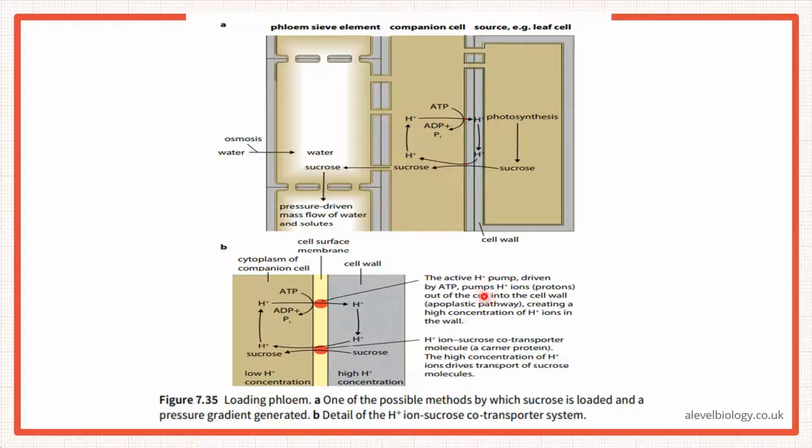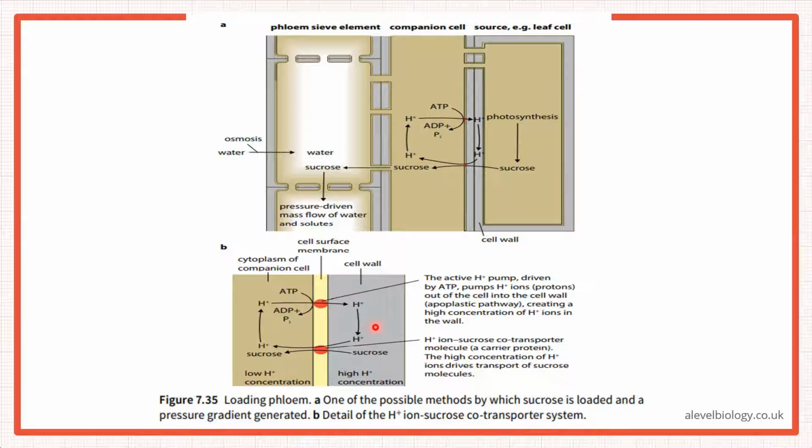So right now we are talking about the apoplastic pathway. So the active hydrogen pumps, which you're looking at here, are driven by ATP. So hydrogen ions are pumped out of the companion cell into the cell wall. And remember, we're talking about the apoplastic pathway. Okay, so they will be pumped, they will definitely cross the cell surface membrane, they will come here into the cell wall, following the apoplastic pathway.